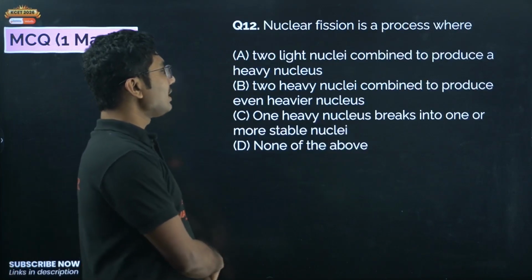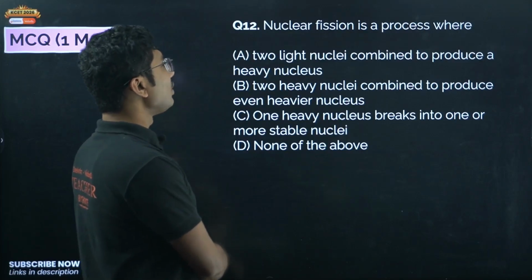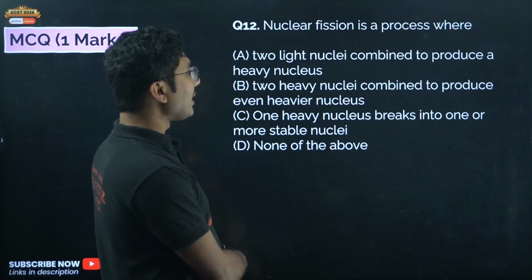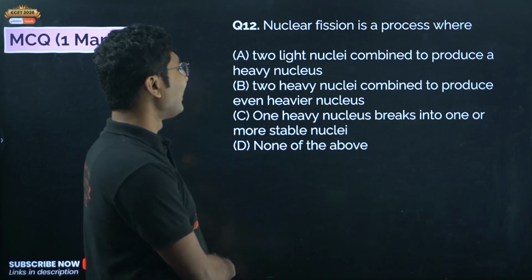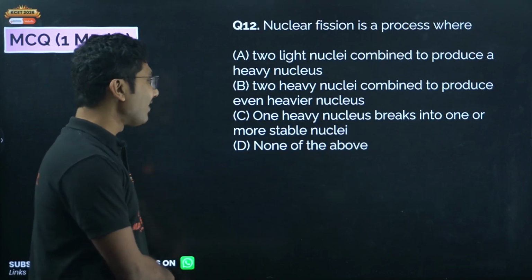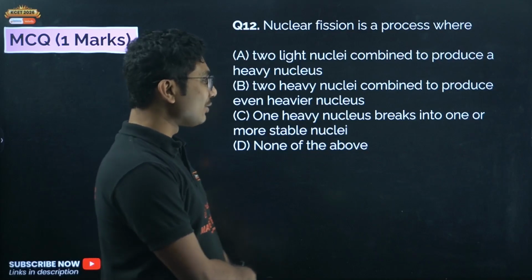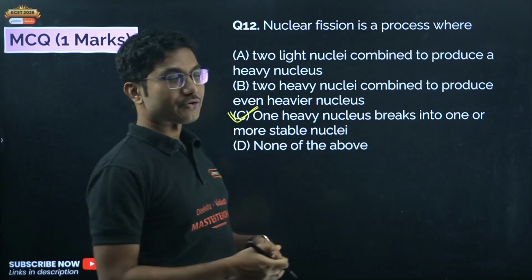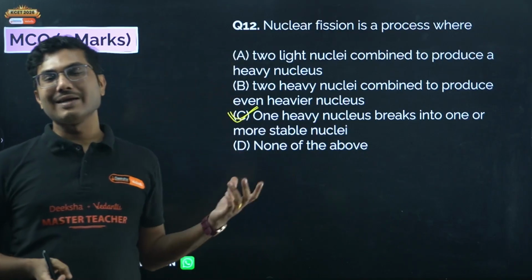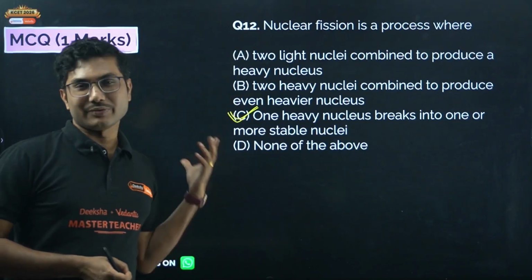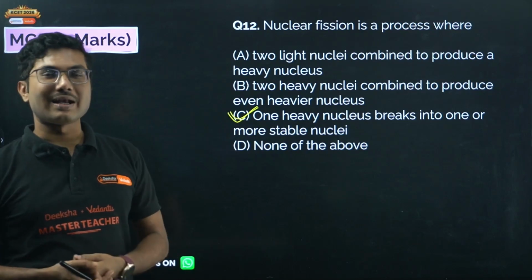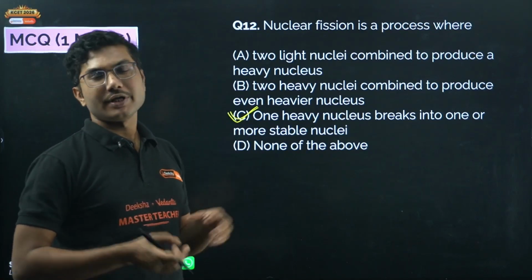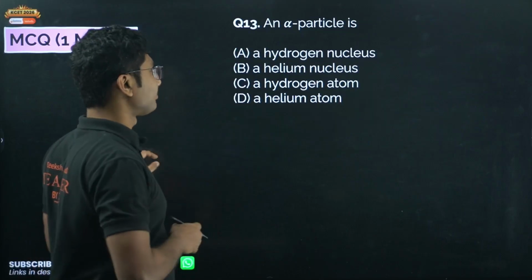Next, nuclear fission is a process where two light nuclei combine to produce a heavy nucleus, two heavy nuclei combine to produce even heavier nucleus. The options are making me laugh. One heavy nucleus breaks into one or more stable nuclei, so that is the correct answer. Fission is the process where one heavy nucleus breaks down into more stable and lighter nuclei. Fusion is when two are fusing together.